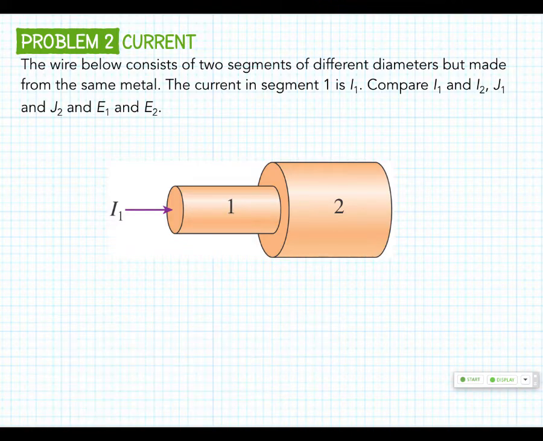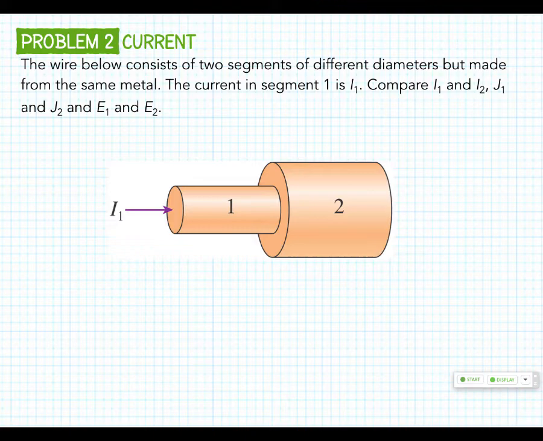All right, so what do we think about currents, I1, I2? They should be the same. Why? Junction rule, right? Any current coming into this junction has to be the same coming out. Because it doesn't split into other wires, current in has to be the same as current out. So I1 is equal to I2.